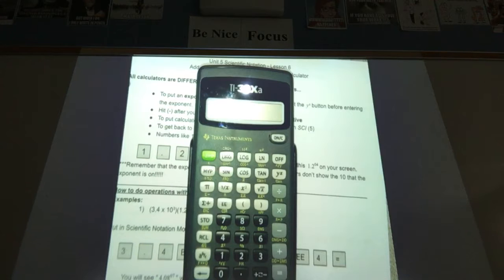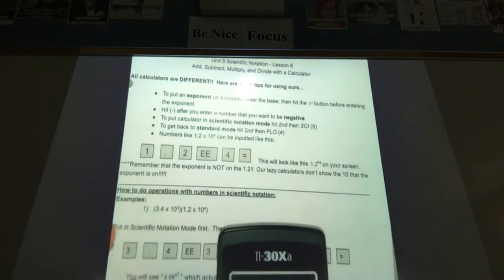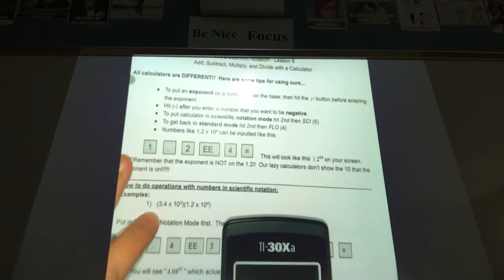This is your school calculator. You can't use a different one for what I'm going to show you today, because every calculator works a little bit differently. I'm going to show you how to do it on this one. If later on you're working on a different calculator, you're going to have to figure out how to do things on that particular calculator. So a couple of hints that go with our calculator.